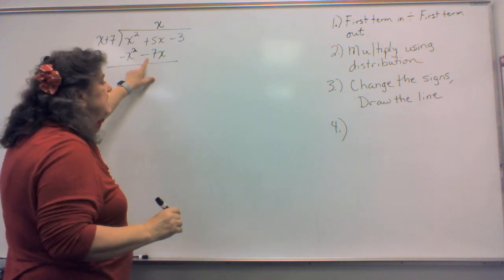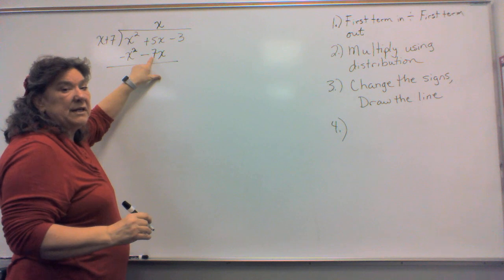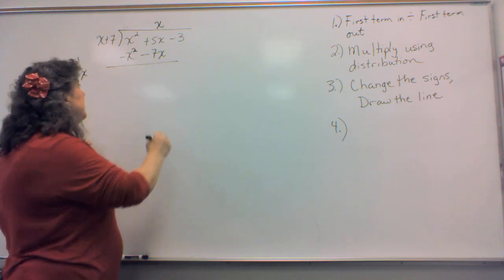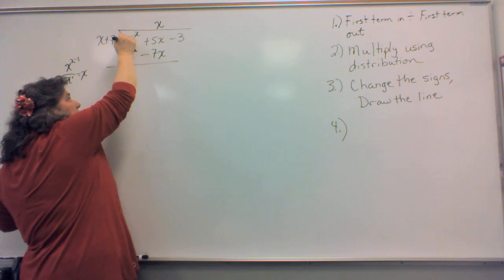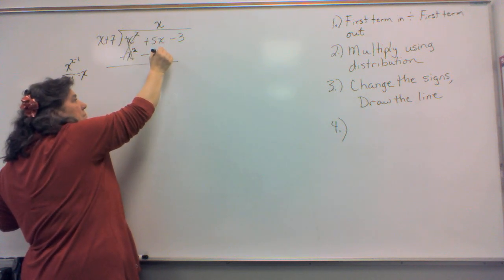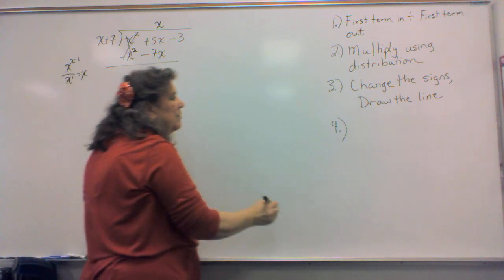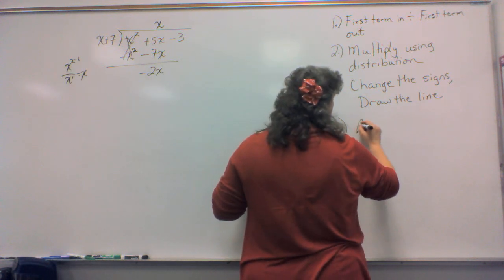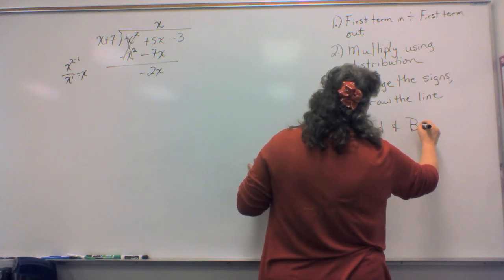to finish this up, because the subtraction only did part of it, we need to actually look at finishing it. So this one, x squared minus x squared is 0. 5x minus 7x is a minus 2x. So 4 is add and bring down.